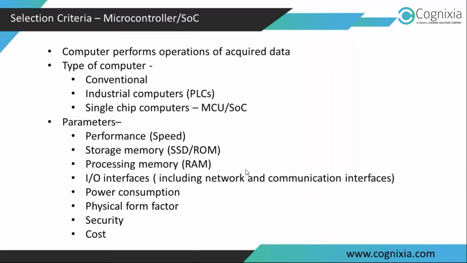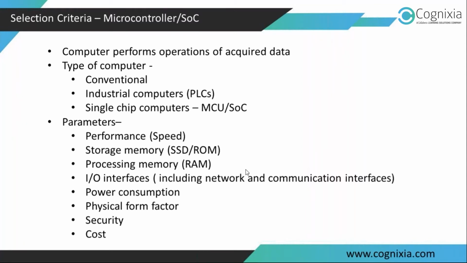And what is MCU? MCU is a single chip computer where you will have processor, storage memory, processing memory, and all the I/O logics fabricated on a single silicon wafer packed in a plastic package. Okay, now this type of MCUs and SoCs, especially IoT-ready MCUs and SoCs, are being manufactured by chip manufacturers like Intel, Microchip, Texas Instruments, and ARM Limited. These are the leading suppliers of MCUs and SoCs.